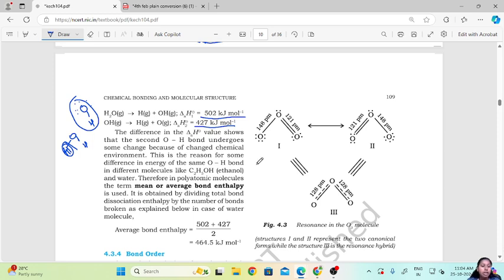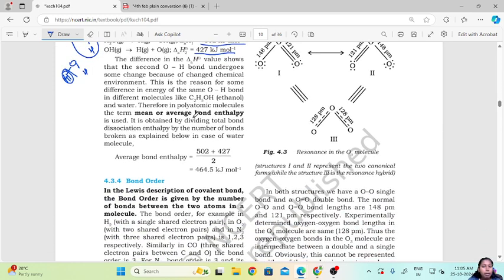Similarly you can see this for ethanol. Once you break some bonds, the other bonds will face some chemical changes, and those changes will lead to an increase or decrease in the second bond enthalpy. Therefore, in polyatomic molecules, the term mean or average bond enthalpy is used. You cannot say that this is the bond enthalpy of that molecule, because each bond has a different bond enthalpy. So you have to take a mean or average bond enthalpy for polyatomic molecules.